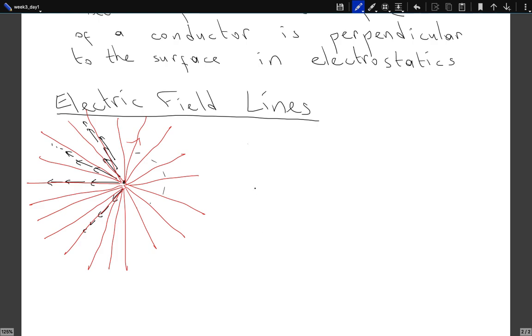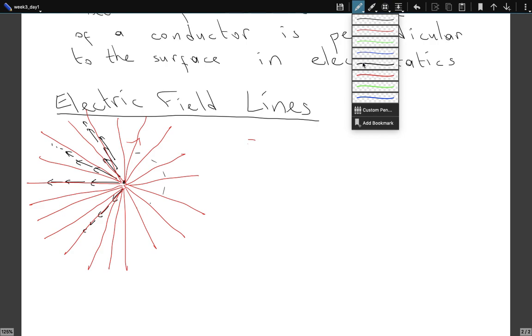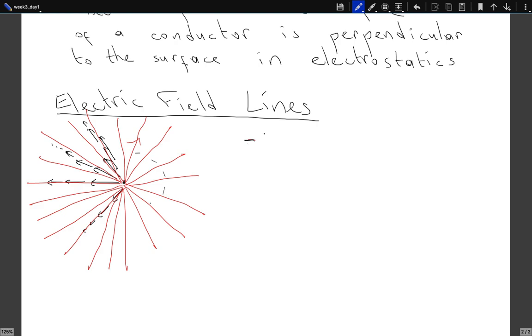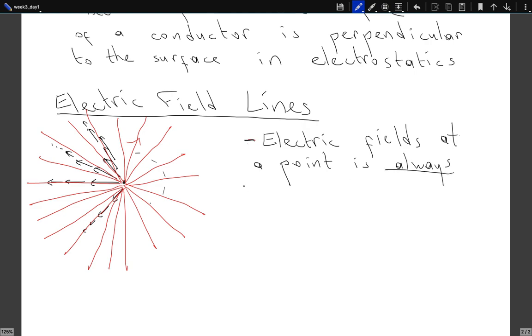So the properties of electric field lines can be summarized in two statements. One, the electric field at a point is always tangent to the electric field line passing through that point.